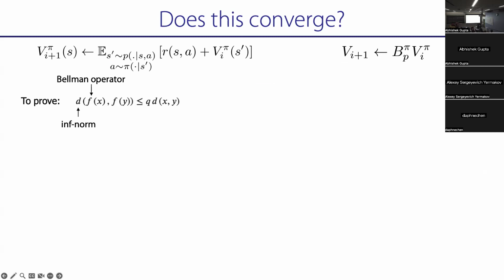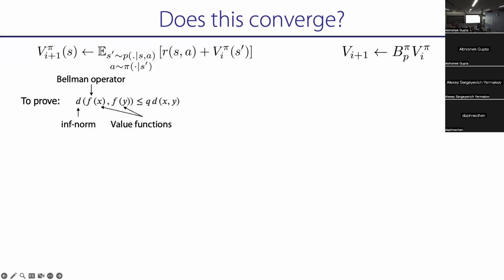d is going to be our infinity norm. If I have two vectors, vector A and vector B, with elements i, the infinity norm is the max over i of the absolute value of A_i minus B_i. So it's like taking the absolute difference between two vectors and choosing the biggest one. That's the infinity norm, and we're going to use it as our distance metric.